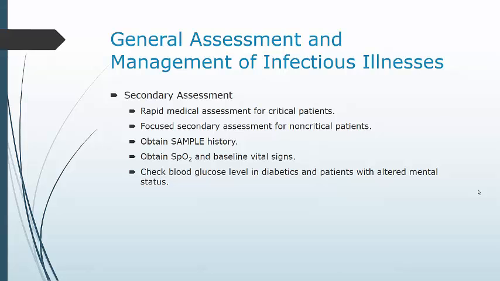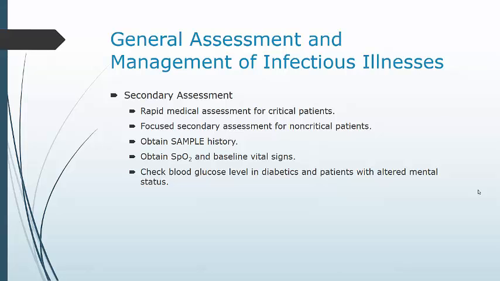For your secondary assessment, for a critical patient, you're going to do a rapid medical assessment and listen to breath sounds. For your non-critical patient, you're going to perform a focused physical exam based on their chief complaint and presentation. We're going to use SAMPLE and OPQRST to figure out what's likely going on, what their problem is. So you've got to understand the pathophysiology behind these illnesses and take the patient's responses to develop your line of questioning and adapt your assessment as you get more information from the patient.